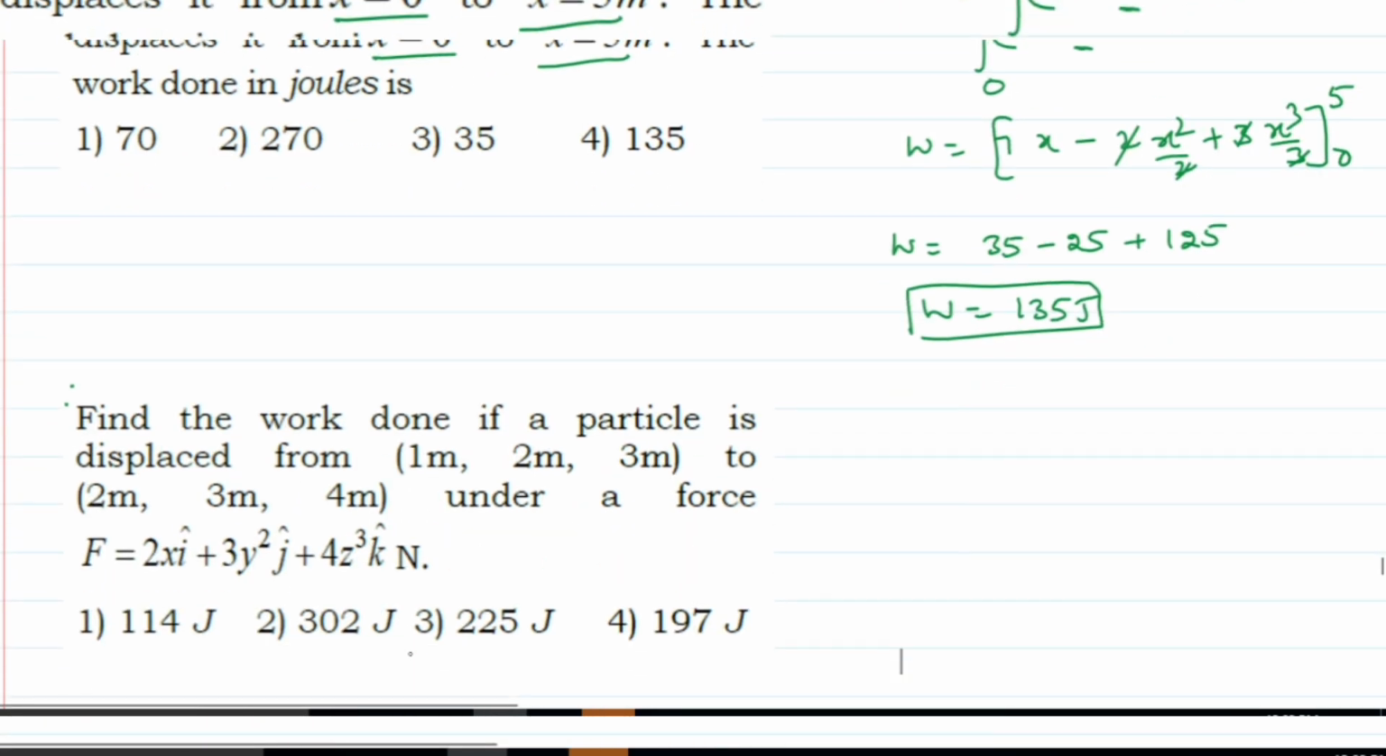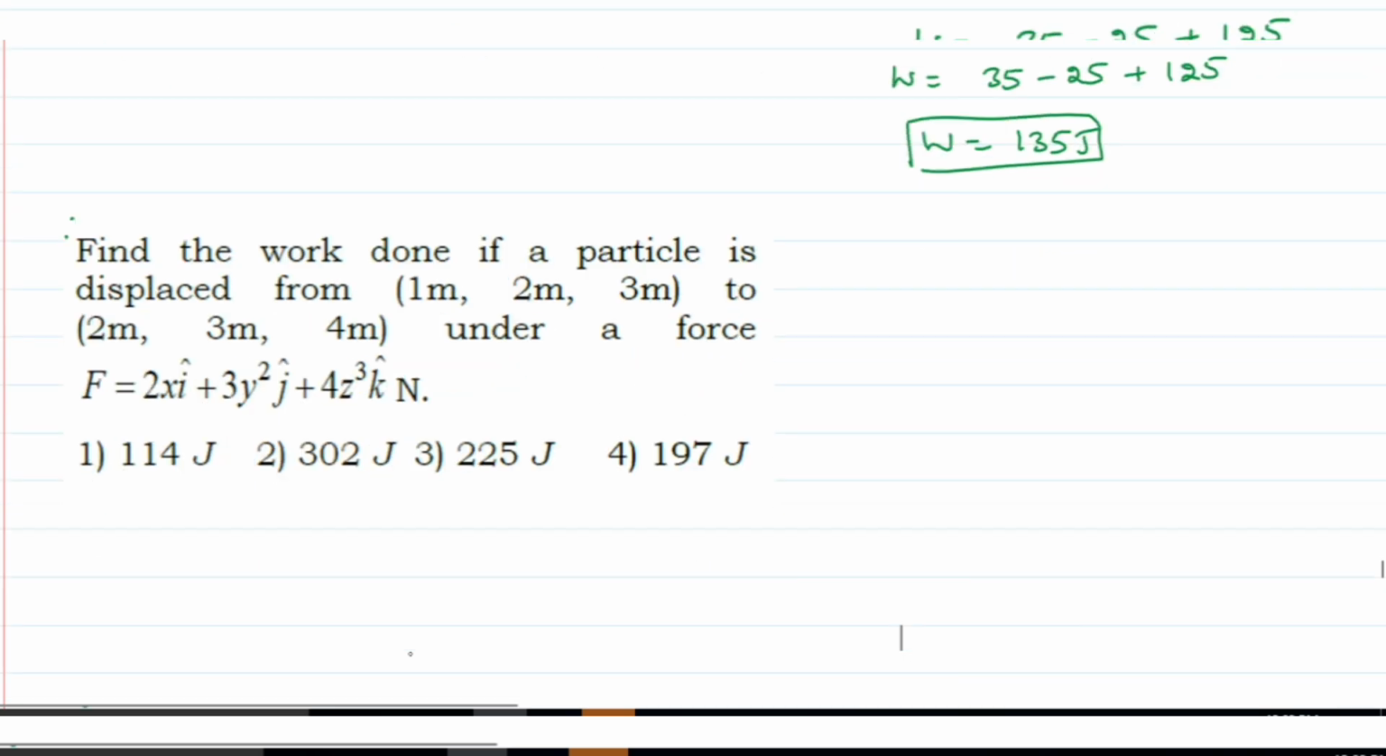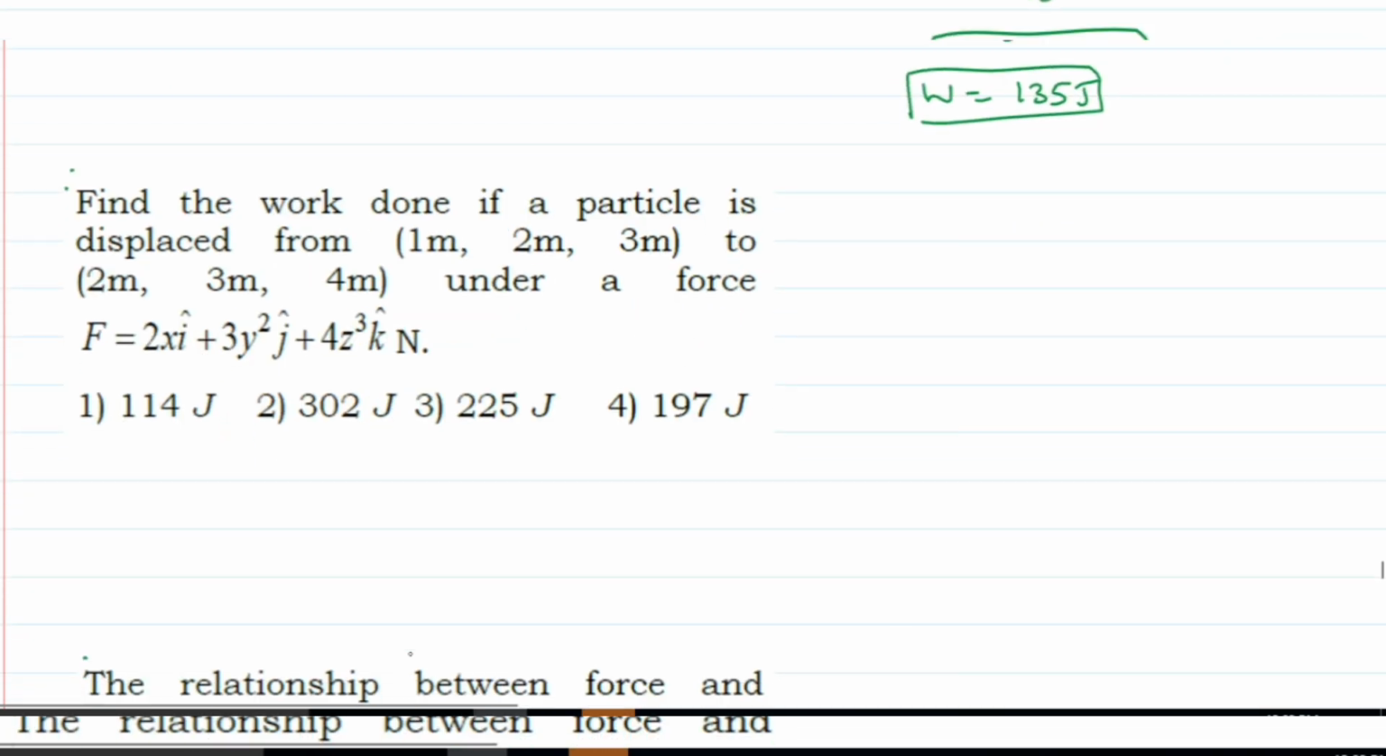Let us see the next question. Find the work done if a particle is displaced from 1 meter, 2 meter and 3 meter to 2 meter, 3 meter and 4 meter, and a variable force is given. Then you have to take the work done by the variable force, which is the integral from r1 bar to r2 bar of F bar dot dr bar. Here dr bar is nothing but dx i cap plus dy j cap plus dz k cap.